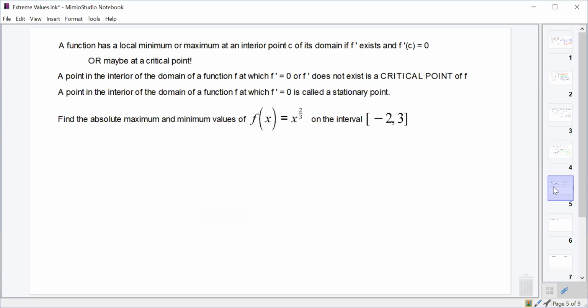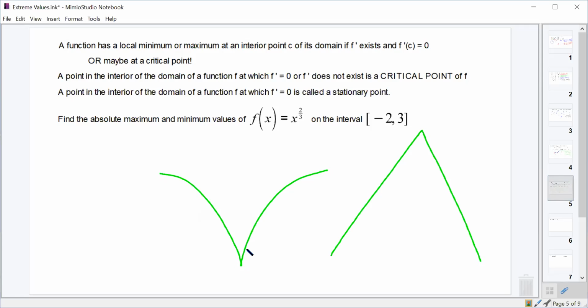It could also occur when the derivative is undefined, like at a cusp, right? Or at a corner. We could have a local minimum or a local maximum. You guys agree with that? You see that's the case, yeah? Hopefully. Yes. All right, cool.